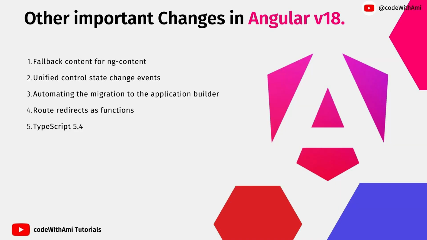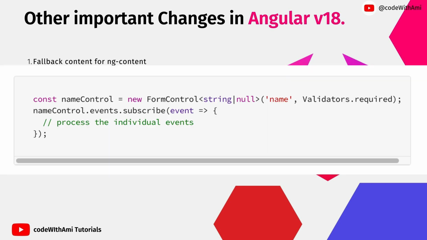So let's talk about the next thing, which is unified control state change events. Basically, the FormControl, FormGroup, and FormArray classes from Angular forms now expose a property called events, which allows you to subscribe to a stream of events for this form control. Using it you can track changes in value, touched state, pristine status, and the control status. So here is the example.